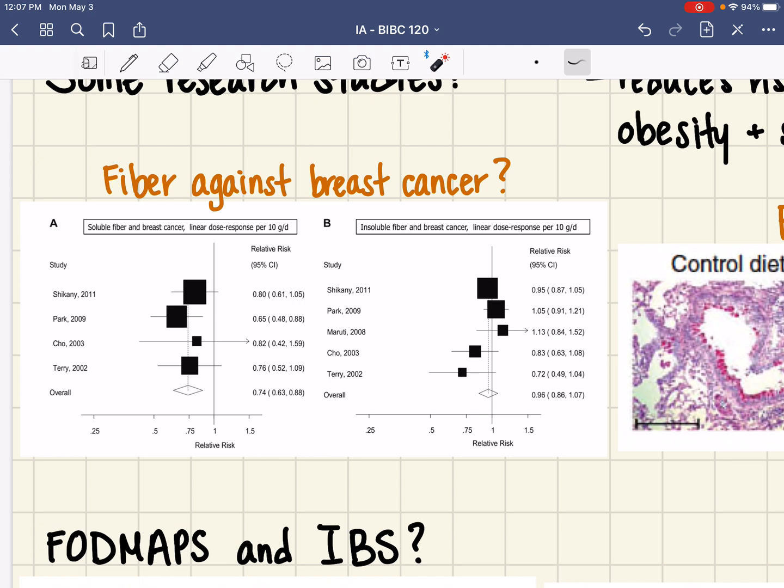Now, this is by no means saying that insoluble fiber isn't good for us, or that it will not help individuals who have breast cancer. This is just a meta-analysis and a collection of findings from 4 different studies. And of course, there may have been other studies that show different results, but just know that for this meta-analysis that we talked about, soluble fiber does seem to reduce relative risk more than insoluble fiber in terms of fighting against breast cancer.